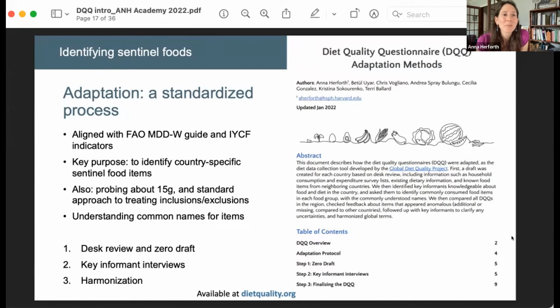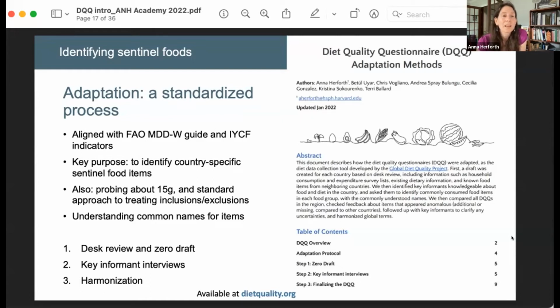But we have a standardized process for this adaptation, which is aligned with the MDDW guide, the way foods are grouped, and aligned with the IYCF indicators again. The key purpose of the adaptation process is to identify country-specific Sentinel food items. We also probe about items consumed in amounts less than 15 grams, since that makes the MDDW more valid, to exclude items consumed in small amounts.